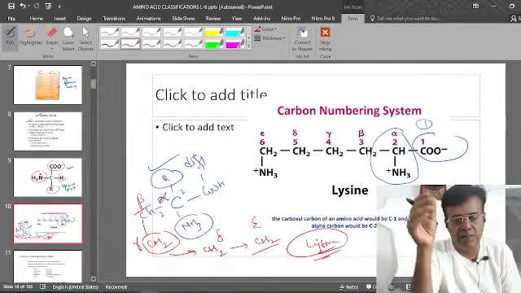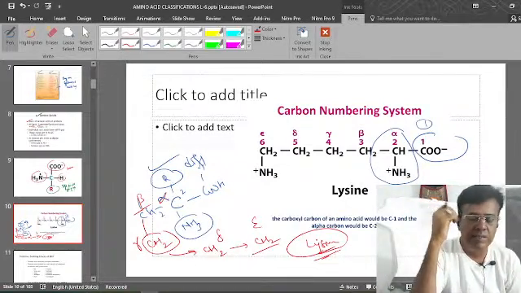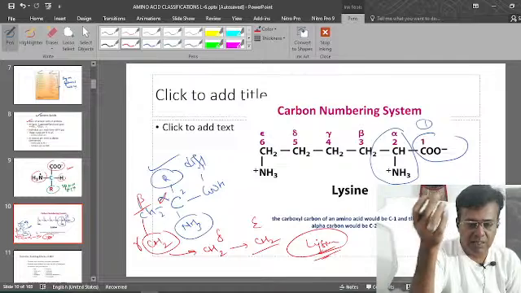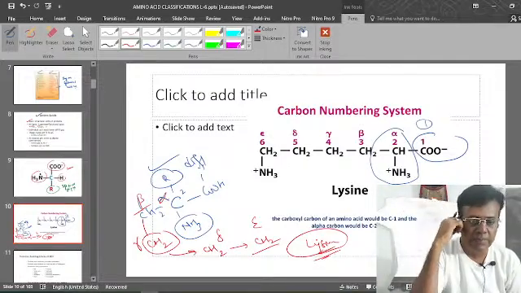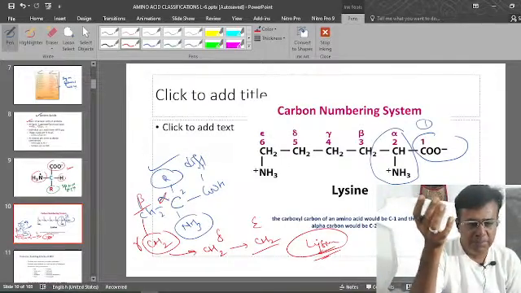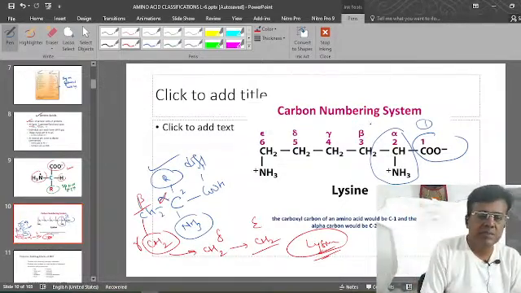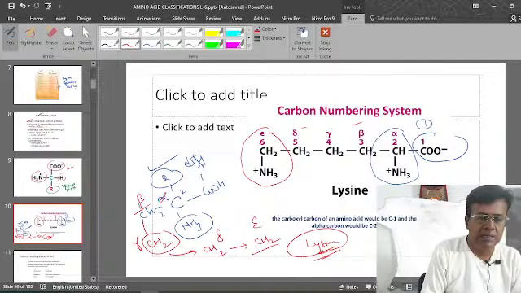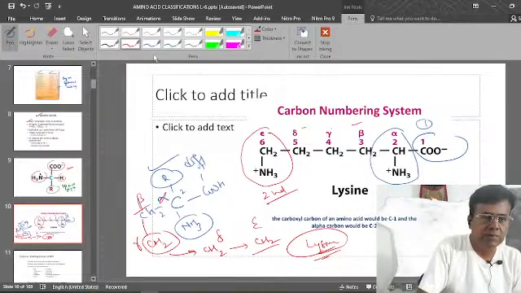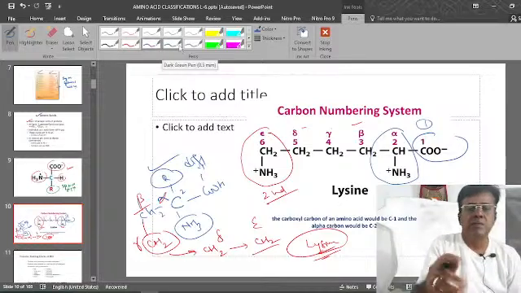So many times this is asked in the examination about lysine, that this is an amino acid. Sometimes they ask from the point of view of alpha, beta, gamma, delta or epsilon, because the second NH3 is attached to this epsilon carbon. So this is the second, this is the first NH3. You got the idea? If you have any question, you can leave a message.